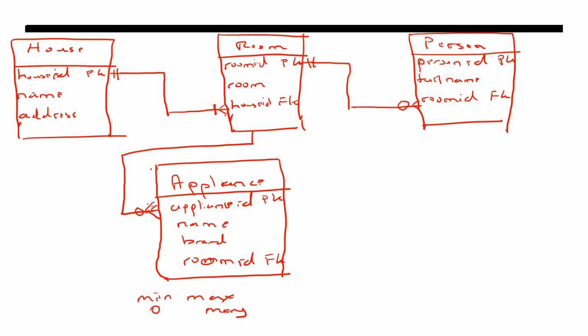Now, with regards to the room and the appliance, how many rooms can an appliance have? Obviously, an appliance cannot be in multiple rooms at the same time. It's going to be a single one and only cardinality here for the number of rooms that an appliance can have, can be located, in other words. So there's only one and only one room.